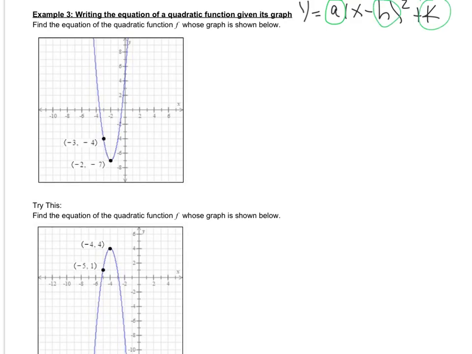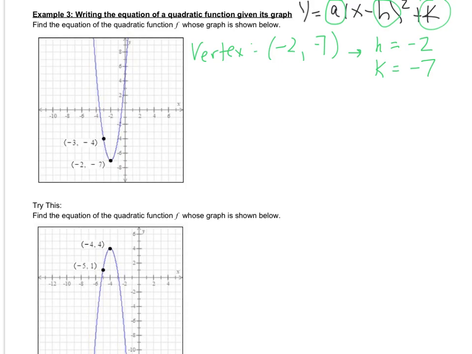Well, if we take a look at our graph that we have, our vertex here is this bottom point, which is the point -2, -7. So I know that my vertex is the point -2, -7. And that means that h equals -2 and k equals -7.